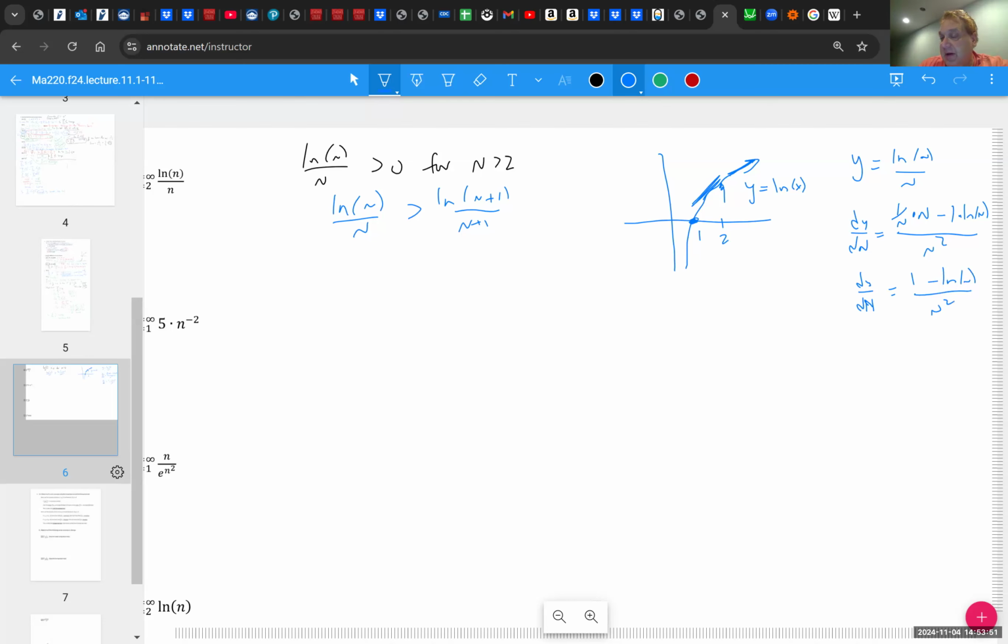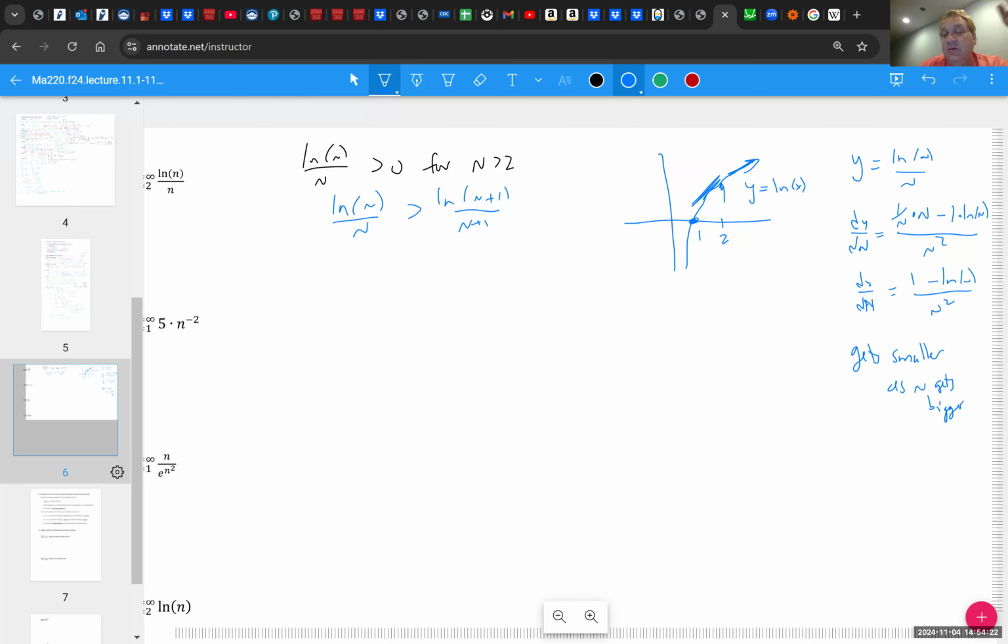So that's the derivative. And you can take the second derivative to show that it's negative, but you can also just show that the derivative is getting smaller by saying it's 1 minus ln n. So as n gets bigger, this becomes a smaller and smaller number. And so this is going to be decreasing. So this gets smaller as n gets bigger.